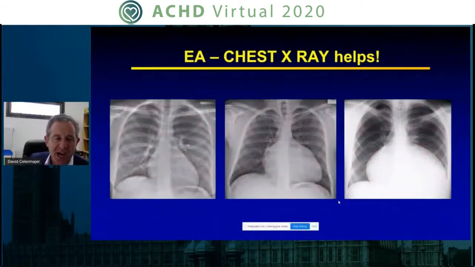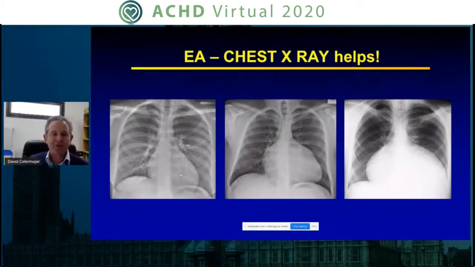And I feel that I'm channeling one of all of our great mentors, Jane Somerville, in showing chest X-rays. But you can see all three of these patients had Ebstein's anomaly. All three of them are teenagers, but you can see the massive difference between this very high-grade Ebstein's and this near-normal heart, which of course carries with it very different prognostic implications.